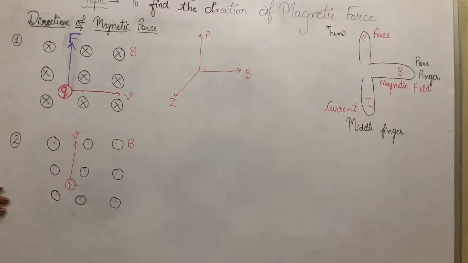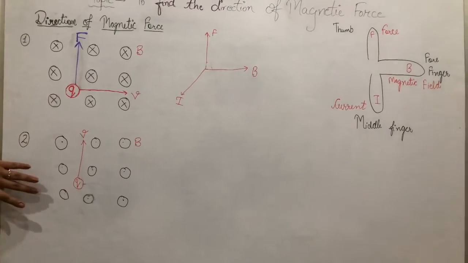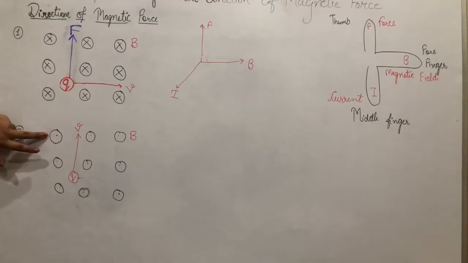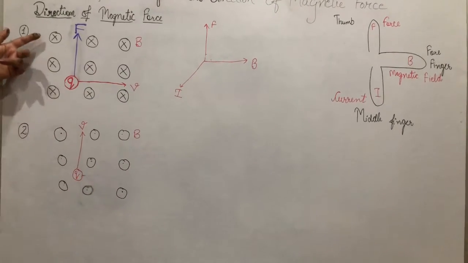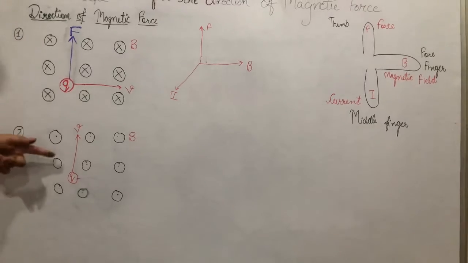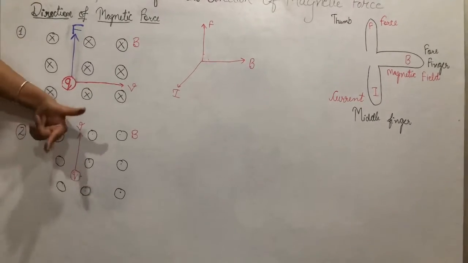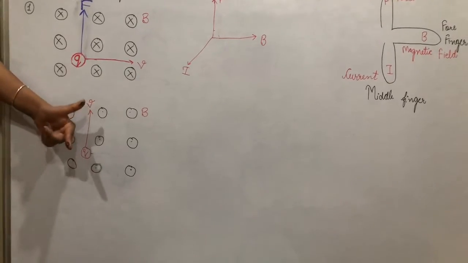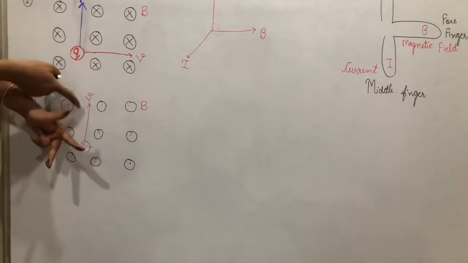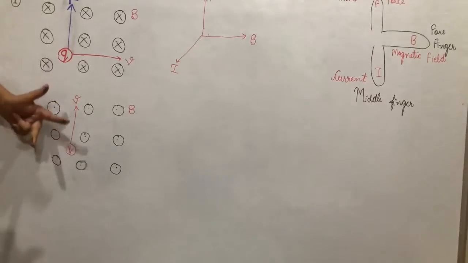Now in the second example, the magnetic field is outwards. This dot indicates that the magnetic field is out of the plane, and cross indicates that the magnetic field is inward. In this case, the magnetic field is outward, so place the forefinger in the outward direction, and current is in the upward direction. You can see that current is in the upward direction.